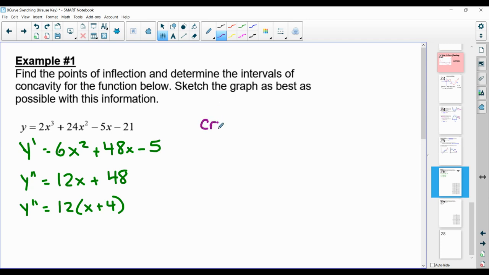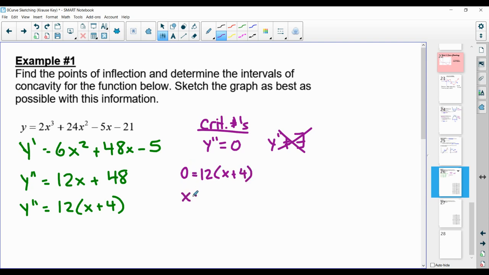So the first thing we're going to do is look for our critical points. Our critical numbers will happen when the second derivative is equal to 0 or the second derivative doesn't exist. So we're looking for when the second derivative equals 0. We can also look for when the second derivative does not exist, but in this case, that's not anything to worry about. And so we have 0 equals 12 times (x plus 4). We divide by 12, that gives us 0, so x is going to equal -4. So we have a critical point at x equals -4.